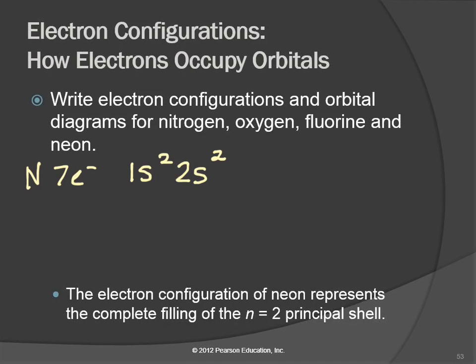And then the next room is 2p. The p room can hold how many? It has 3 beds, so how many people? It can hold 6. So we can put the remaining 3 in here. 2 plus 2 plus 3 equals 7. The superscripts add up to the number of electrons that you're dealing with.